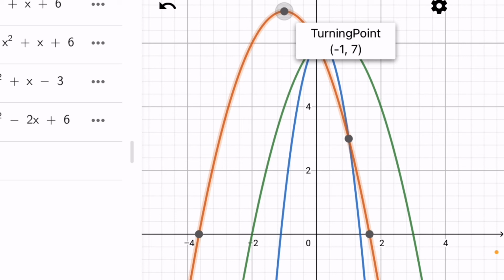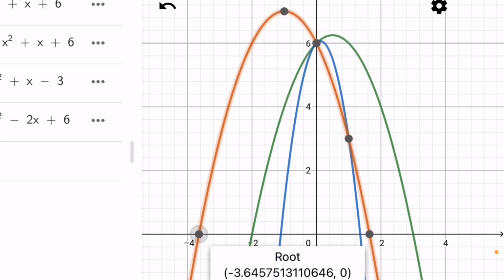So when we change b, the maximum point changes. Only the y-intercept does not change. All right. So the width of the parabolic shape also changes. Right. Okay. So the change of b has a great effect on the parabolic function.